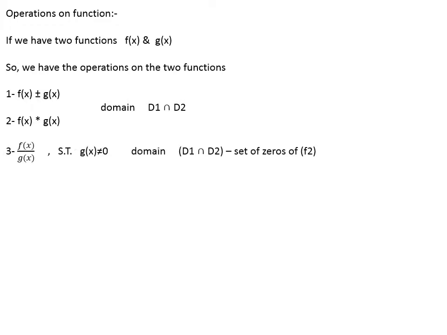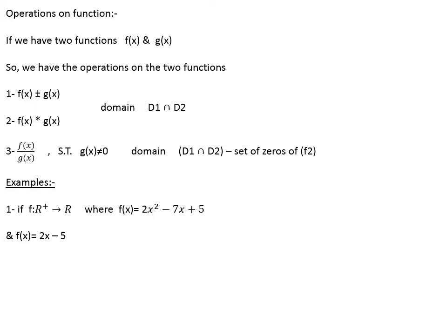Okay, now let's take an example to make it clear for you. Now we have two functions. If I have a function from positive real numbers to real numbers, where f of x equals x power 2 minus 7x plus 5, and the second function is g of x equals x minus 5.